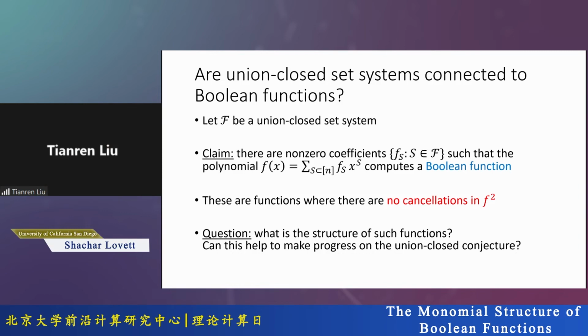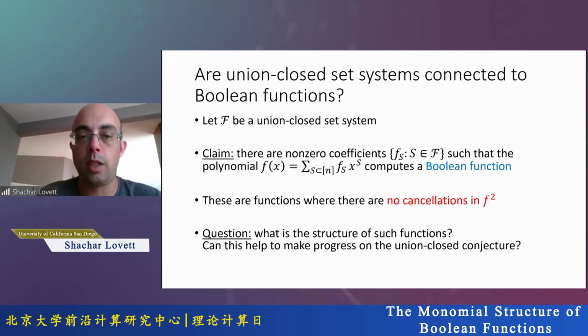Just want to be clarified. When you say non-zero coefficients, you mean all of them are non-zero, not just some of them are non-zero? I mean, every set in your set system corresponds to a monomial, and for this monomial I'm going to choose some non-zero coefficient. But the non-zero coefficients are exactly the set system F that's union closed.